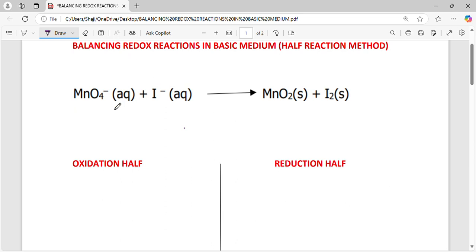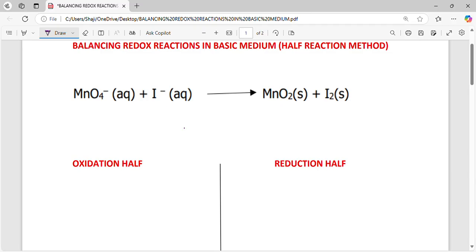Hi friends, today we are going to study balancing of redox reactions in basic media, and I am using the half reaction method to solve this question. So here you can see a question: MnO4- plus I- gives MnO2 plus I2. Let's do this balancing in basic medium by the half reaction method.